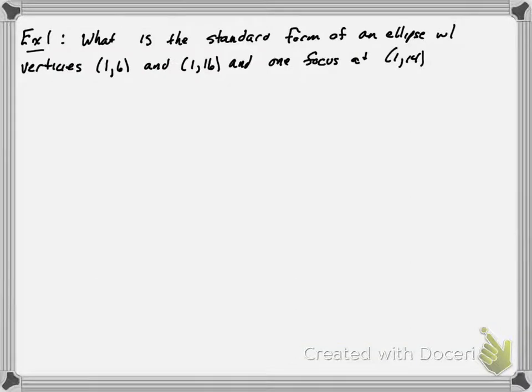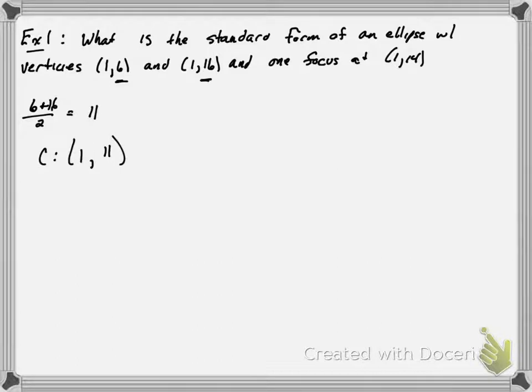So I'm looking at what is the standard form of the ellipse with vertices (1, 6) and (1, 16), and one focus at (1, 14). Because y changes in 6 and 16, I'm going to find the midpoint. That's going to give me what my a is. So let's do 6 plus 16 divided by 2. So 22 divided by 2 is 11. So my midpoint, the center of this ellipse, is going to be (1, 11).